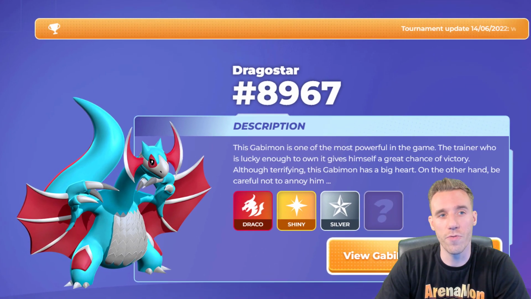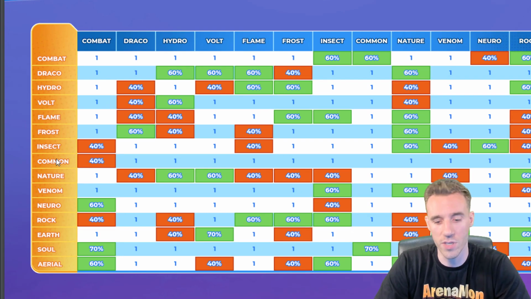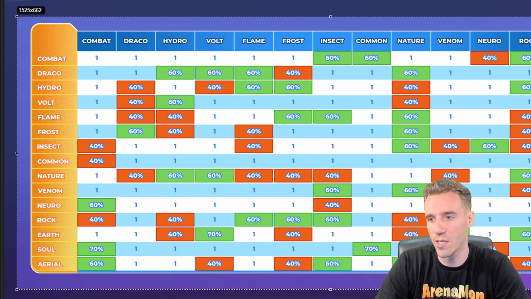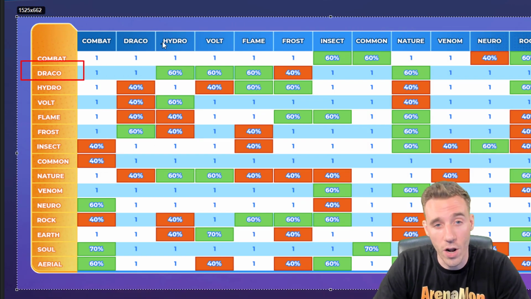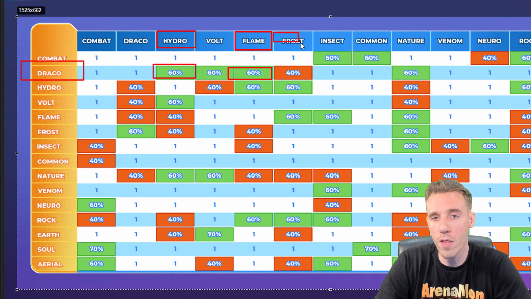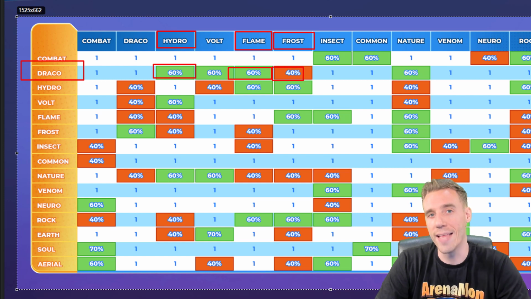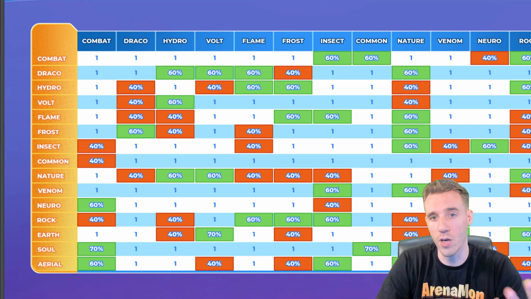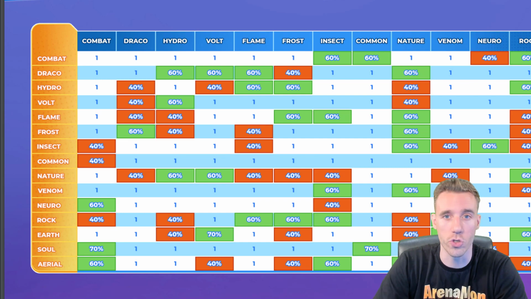Why? Because if you go in the PDF and you take a look at Draco, which is over here, we have a lot of hydro in the game here. So you have advantage against hydro. We have a lot of flame, so you have advantage against flame. And then there is only one weakness, which is frost, and there is only one frost in the game. So this is a very, very good choice.